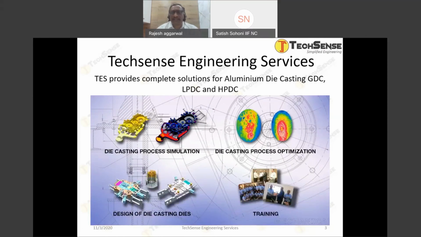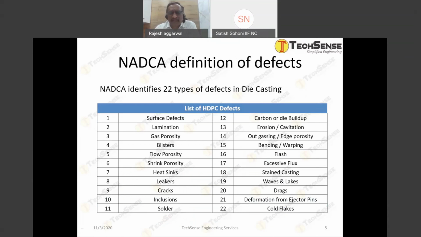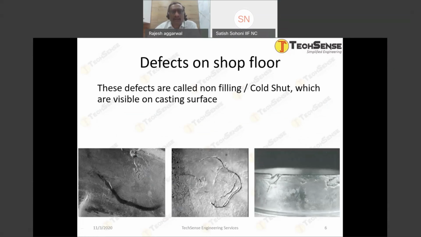Our focus will be there to understand what is happening inside. NADCA identified 22 different types of defects, and based on the process understanding, we can classify these 22 defects as cold defects and hot defects. As we go along, we will understand why we are talking about this categorization. You can see the defect images of the most common defects found on the shop floor: non-filling and cold shut, which are visible on the casting. You can see the different ways they appear on the casting, such as non-filling, cold joints or cold shut.